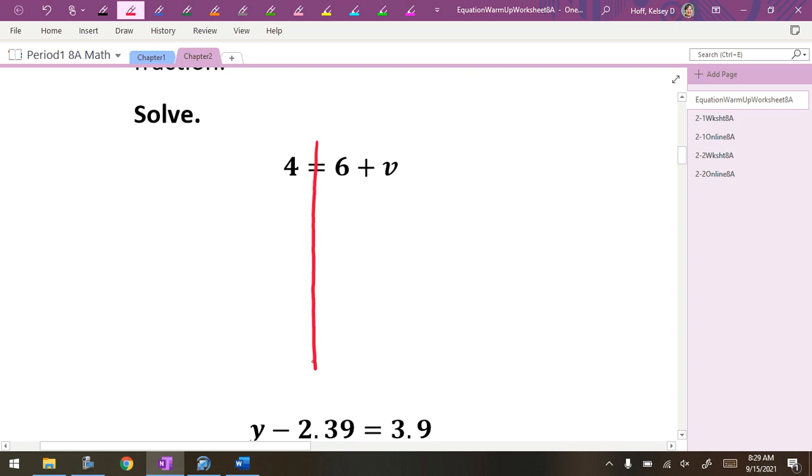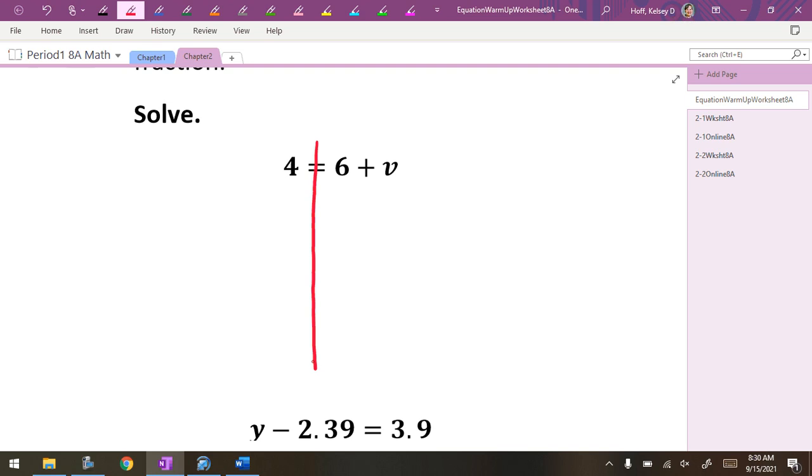Our whole goal is to get our variable by itself. So listen to what I'm going to ask you. Don't shout. Raise your hand. If I cover up v, because my whole goal is to get v by itself, somebody raise your hand and tell me what we need to get rid of. What do we need to get rid of if I cover up v? Jack? We need to subtract instead of add.